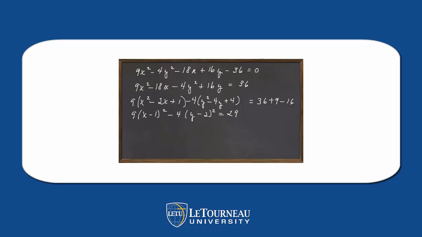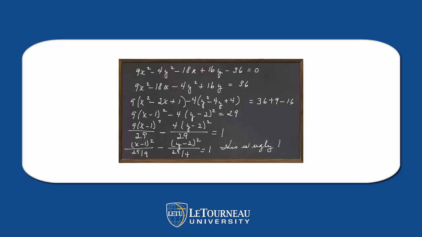Oh, what a horrible number this is. We'll start by dividing everything by 29 so that we get it equal to 1 on the right-hand side. Okay, but you know what? We're still not done. We have to go through and divide the first one, numerator and denominator, by 9. The second one, numerator and denominator, by 4 equals 1. Woo! This is ugly.